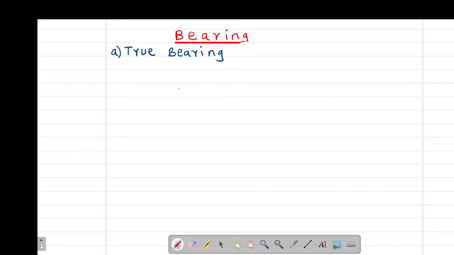It's our first lesson on the topic bearing. Now there are two types of bearing that you need to note. One, we have what we call the true bearing. Then two, we have what we call the compass bearing.